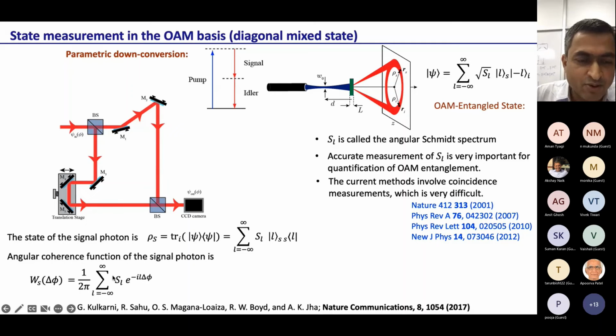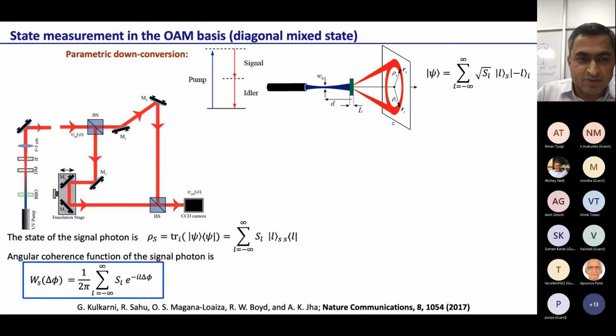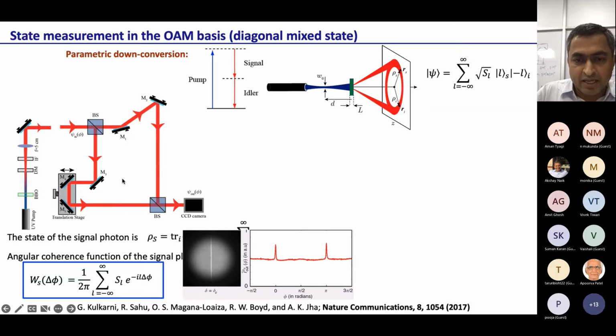So it says that if I know the angular OAM spectrum of the signal photon, I can find out the Schmidt spectrum of the 2-photon field. That is very good news, because I just need to measure the OAM spectrum of the signal photon. So this is what we did. You bring in the SPDC parametric down-conversion crystal that produces these photons, and you make the signal and idler go through this interferometer. And this is the result.